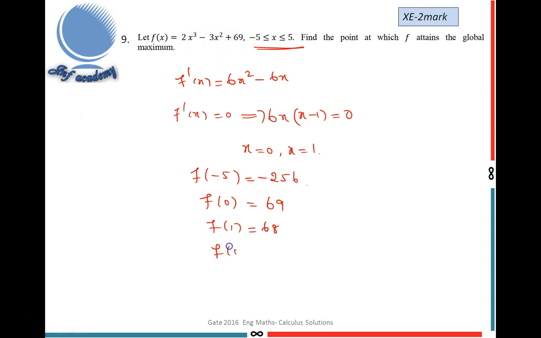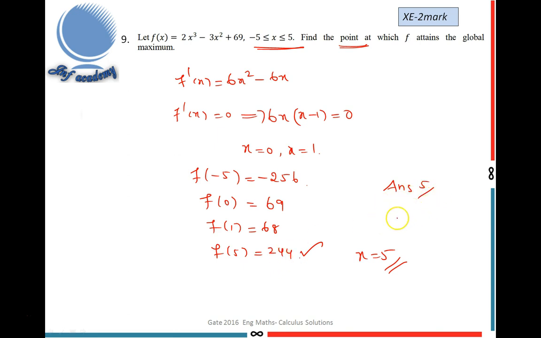Okay. Next f of 5, I got 244. So the maximum value of f is 244. The point where the maximum value is attained is x equal to 5. So the answer is 5 only, because you have to find the point at which f attains the global maximum. So the answer is 5. The maximum value of f is 244.